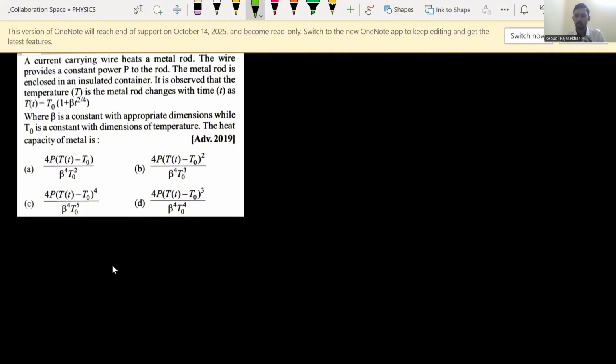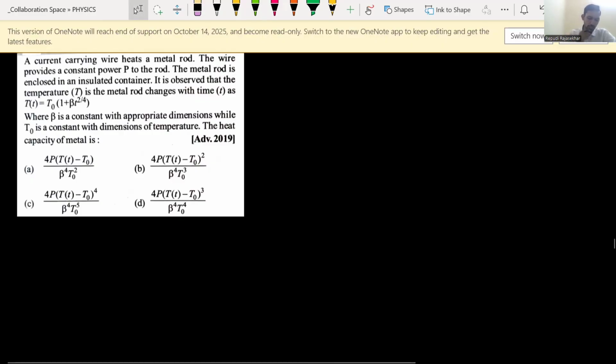Temperature changes with respect to time, meaning temperature is a function of time. Here beta is a constant with appropriate dimensions, while T naught is a constant with dimensions of temperature. The heat capacity of the metal is what they're asking. This question is not related to radiation because there is no exchange of heat, there is no medium. So those terms are not given here, correct? So directly you can take heat exchange, power supplied.